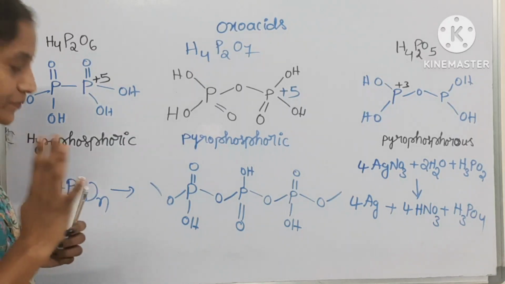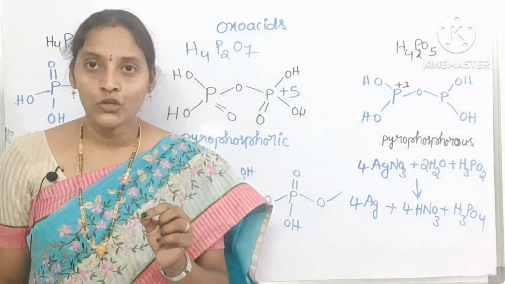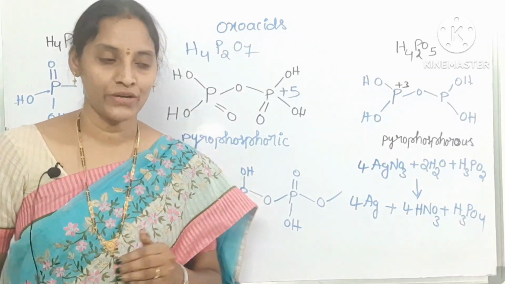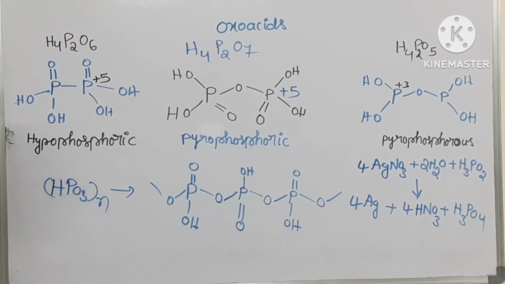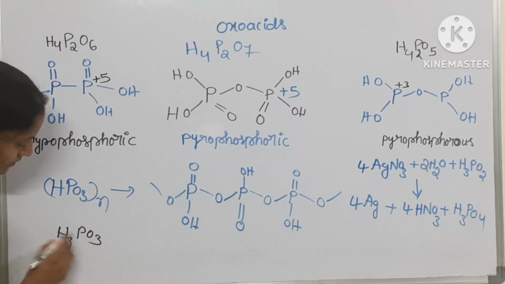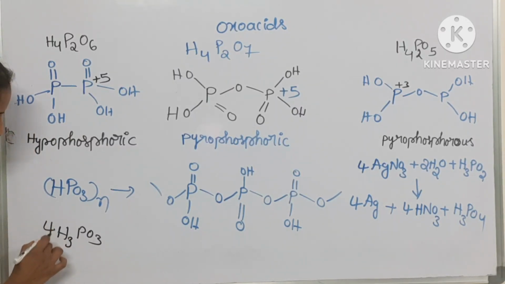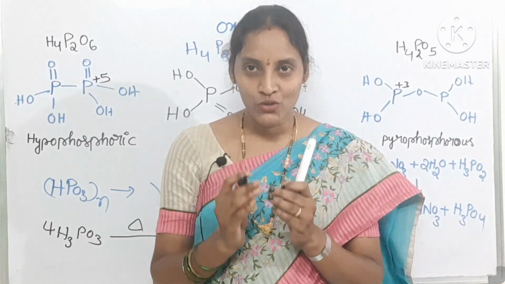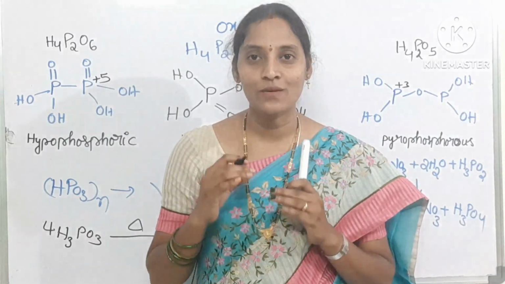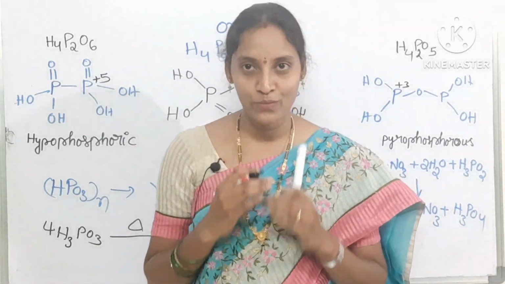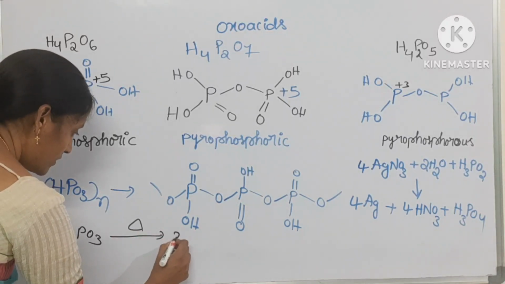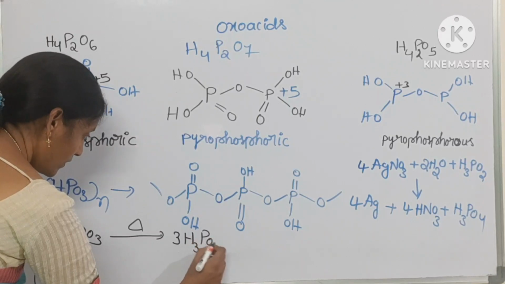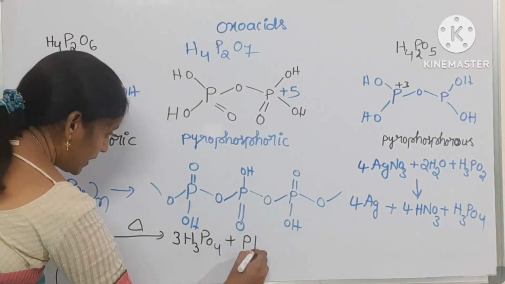And one more thing, if orthophosphorus acid is heated, what will happen? You can see H3PO3, is it visible? Yes, H3PO3 you can take. This is the orthophosphorus acid. 4 moles of orthophosphorus acid going to be heated. If orthophosphorus acid is heated, it will undergo disproportionation. That means the phosphorus atom present in this molecule disproportionates. So here you can see 3 moles of H3PO4 and another one, PH3, phosphine, will form.